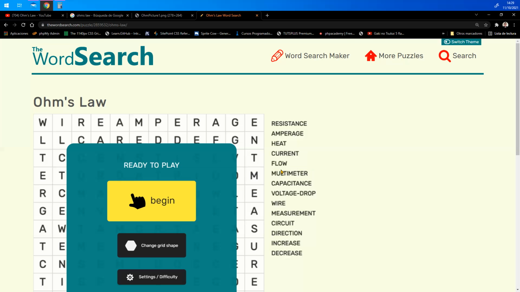Esto, el que es el multímetro, multimeter. El multímetro, ¿verdad? Capacitance. Voltage drop. Bueno, vamos hacia la A para hacer voltage drop, ¿verdad?